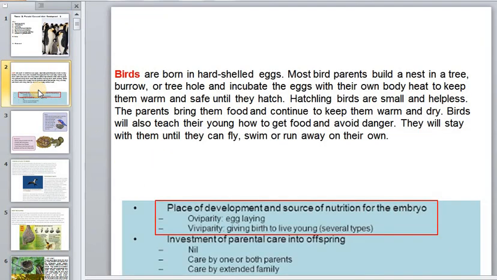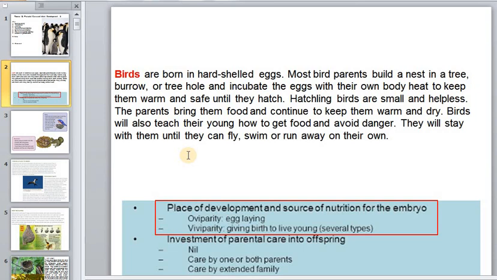And these animals differ in the place of development of embryos, and accordingly their nutrition. The birds are born in hard shelled eggs, and most bird parents build nests in a tree burrow or tree hole and incubate the eggs with their own body heat to keep them warm and safe until they hatch.